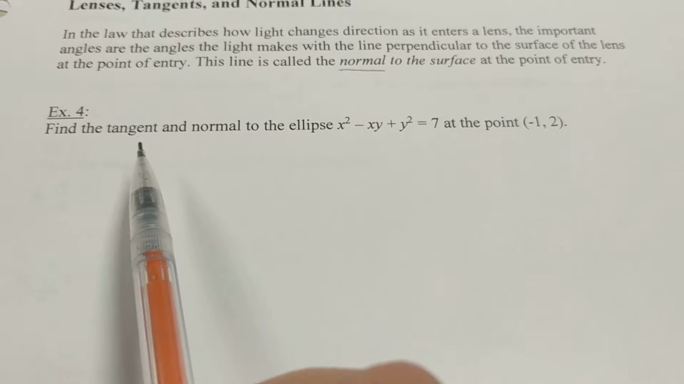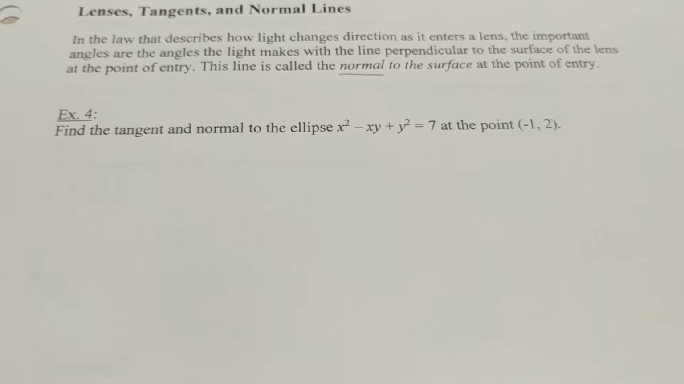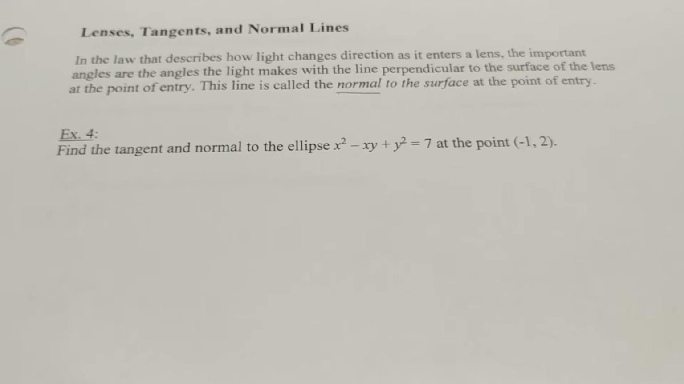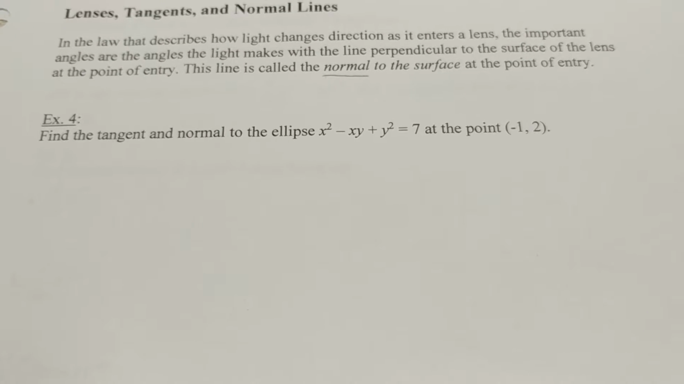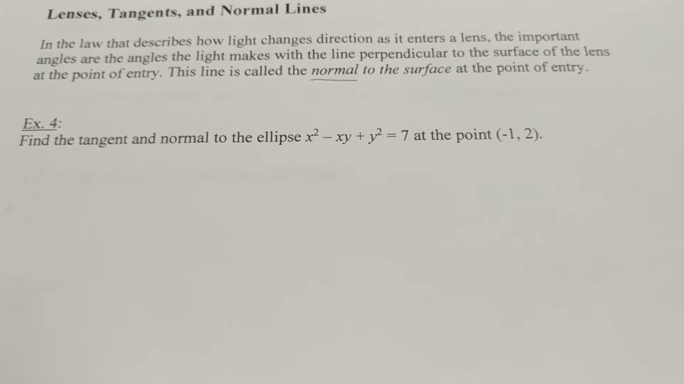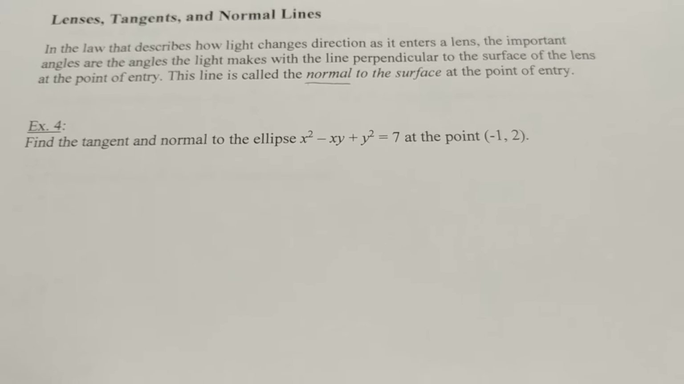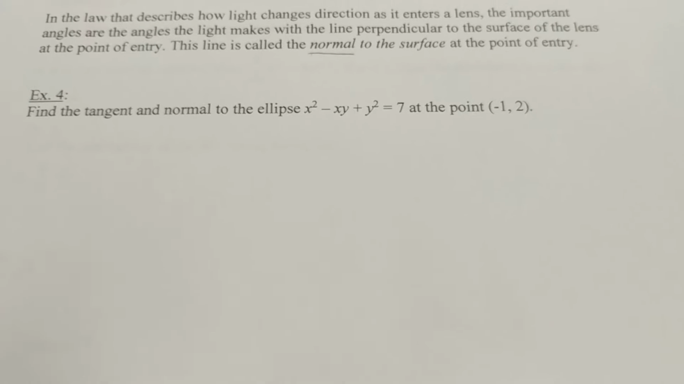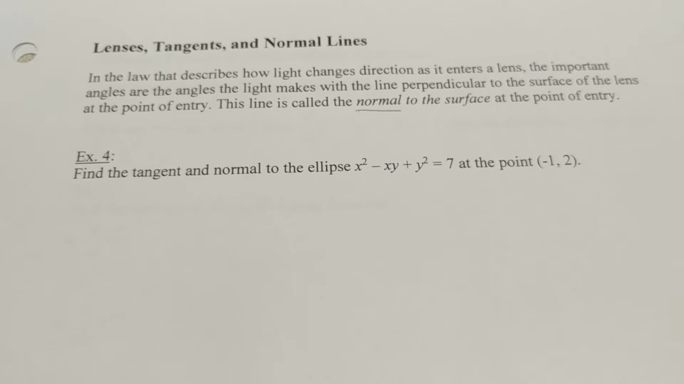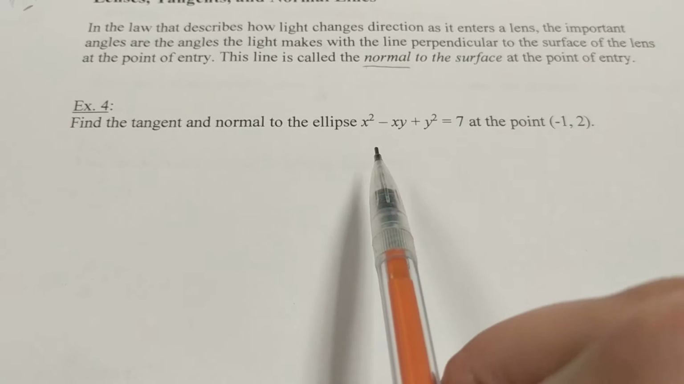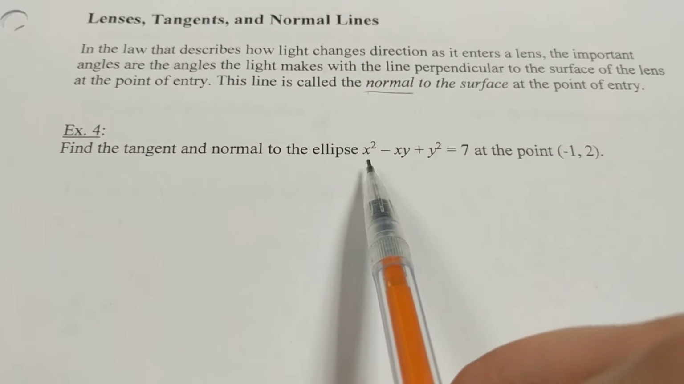Now notice example 4 asks us to find the tangent and the normal. So I'm looking for two equations here. In order to write an equation, we need to know a point and a slope. So when we talk about this particular problem, I have to do the derivative, and then we're going to talk about the perpendicular as well. So let's start with the derivative here.